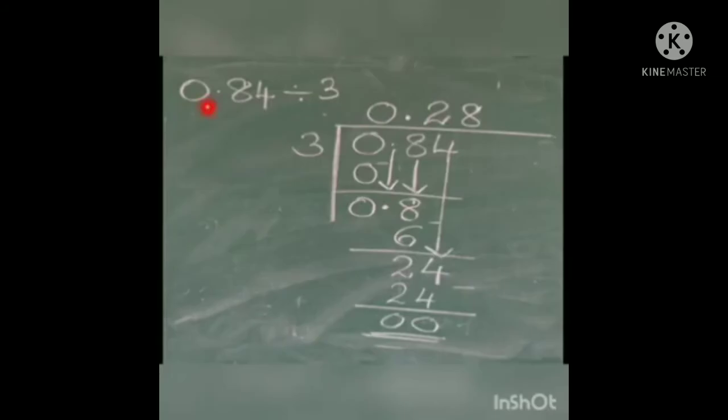First example, 0.84 divided by 3. The decimal number is 0.84. It is being divided by a whole number 3. So we use the normal division method. We write 0.84 as the dividend, 3 as the divisor. Before dividing, you know how to divide a normal number, the same procedure, but the only difference is you have to insert the decimal point correctly.